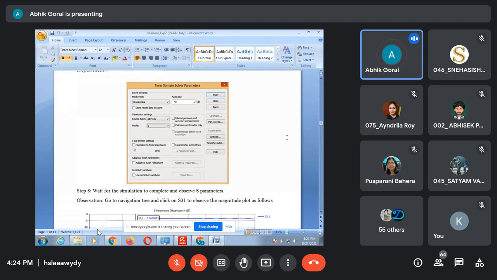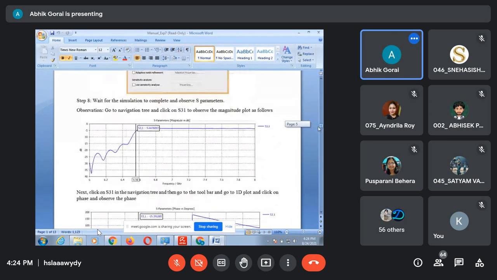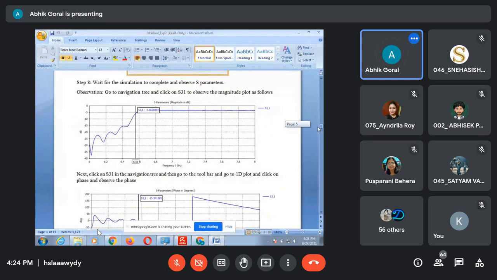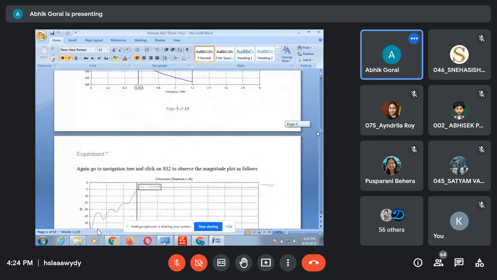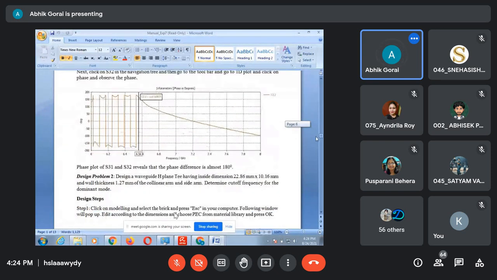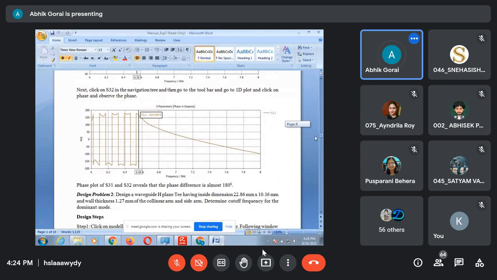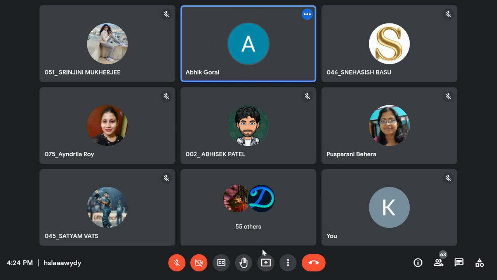I will just show you one small example. Wait for the application to open. I will show you what you will actually find. The rest of the things you have to do.